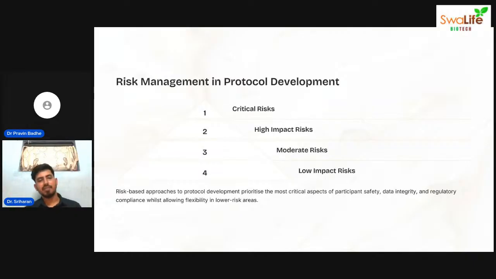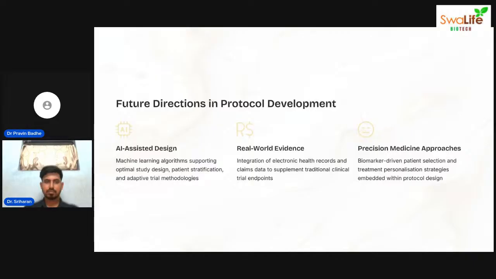After this risk management plan, we will list the critical risks from 1, 2, 3, 4 in order. This also applies when any deviation or anything in the protocol arises, so the risk should be categorized. So this is the risk management category from 1 to 4.